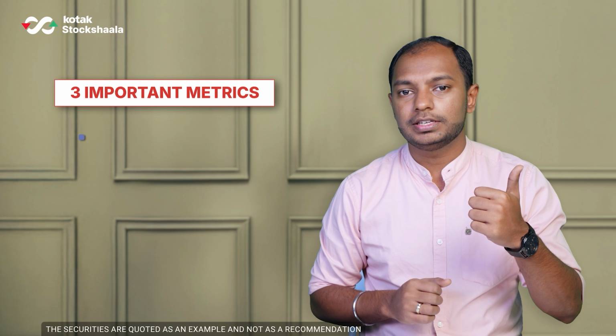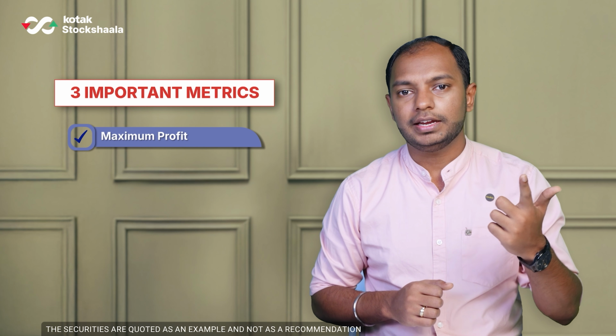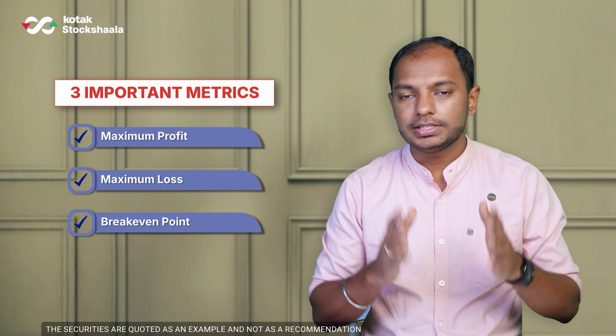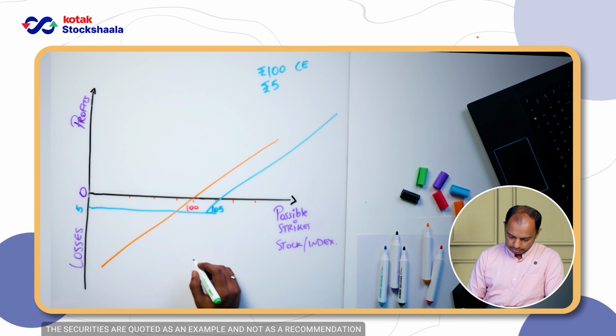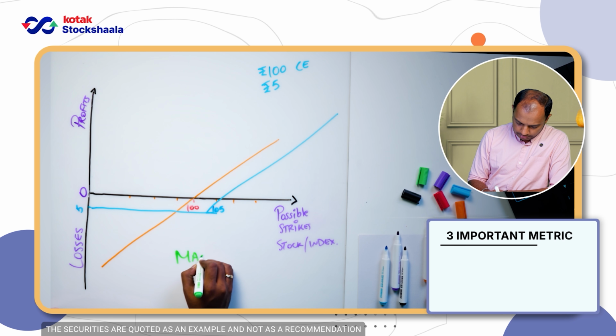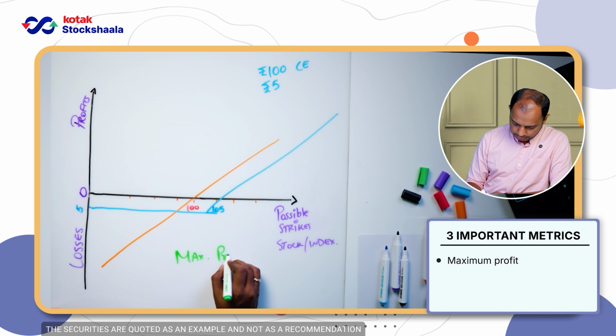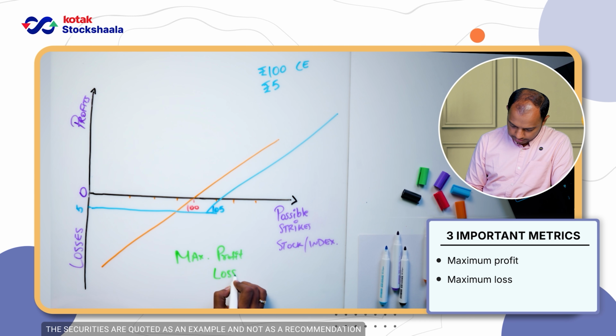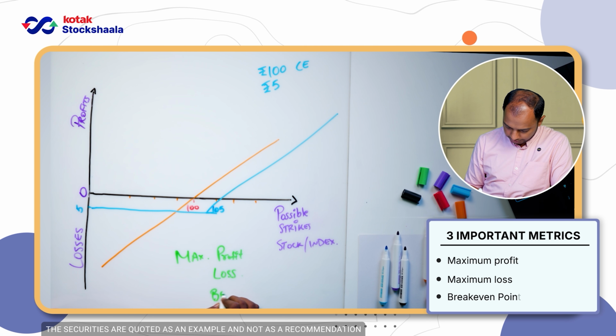Now we'll talk about the most important metrics when it comes to a payoff diagram. The first one is called maximum profit. The second one is maximum loss, and the third is break-even point. Now let's get to the whiteboard, and in the graph that we drew earlier, let's find out these three metrics. So now the three important metrics are maximum profit, max loss, and break-even point.